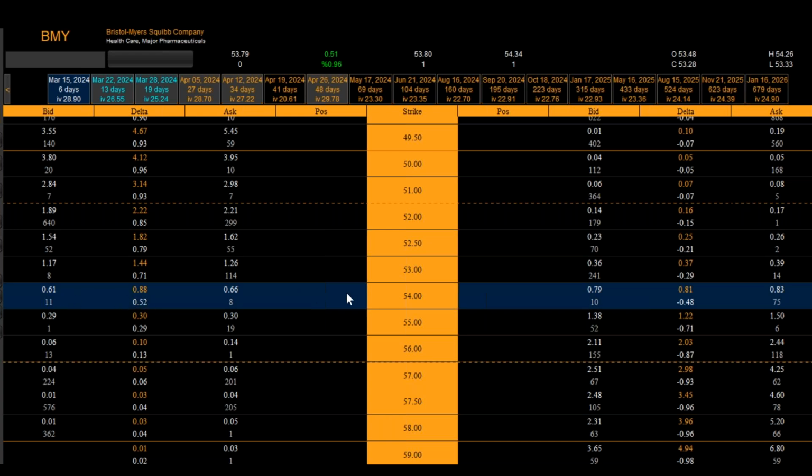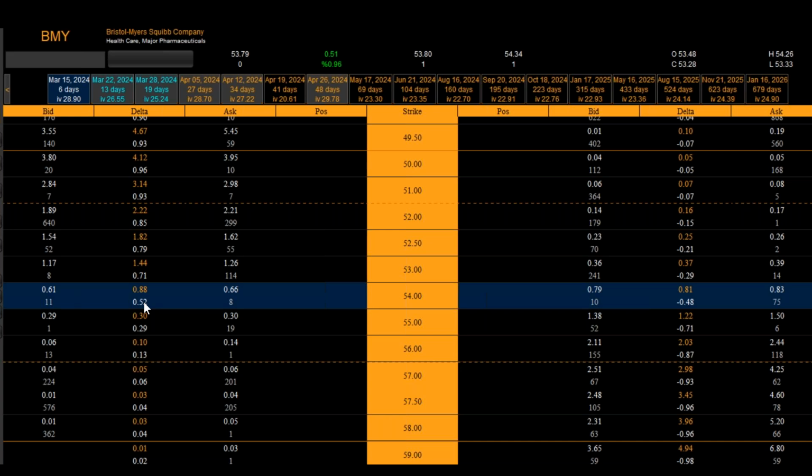Now, if you notice the deltas here, it's 52 on the calls. This is the 54 call. Here's the 54 put over here. So if you were buying a put, you'd be looking to buy it between 79 and 83. But notice the delta on this. It's 48. This is 52. These values add up to 100.